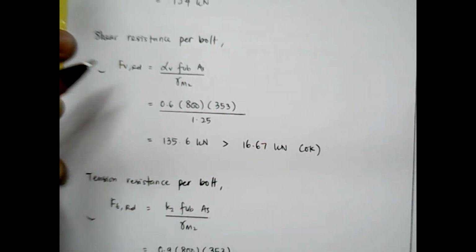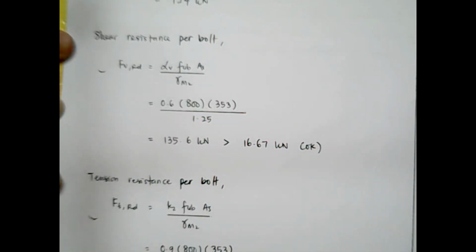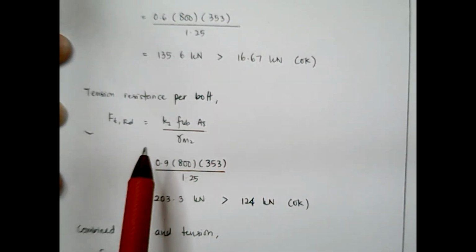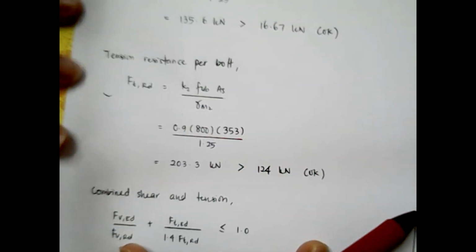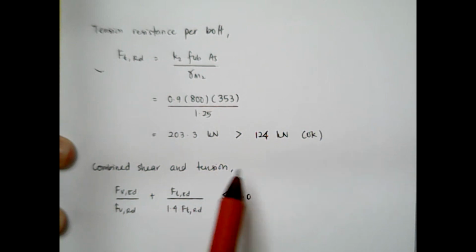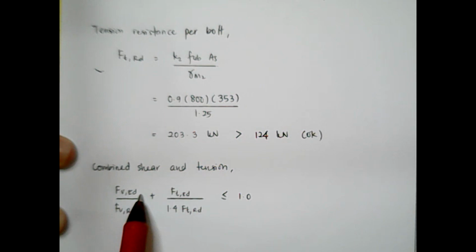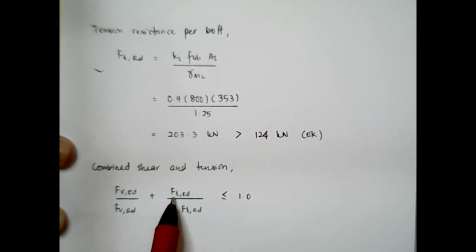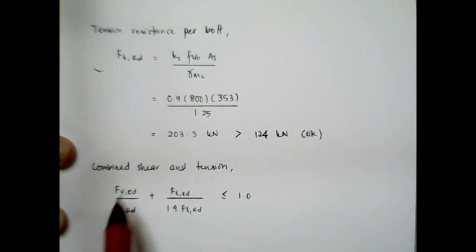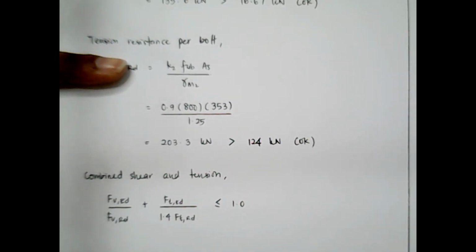And as I said, for each bolt you need to check the shear resistance, the tension resistance, and at the same time you also need to check when the bolt is under combined shear and tension, and the result must be less than 1. So you have FVED over FVRD plus FTED over 1.4 FTRD. This is given in the tables. So substitute all the equations.